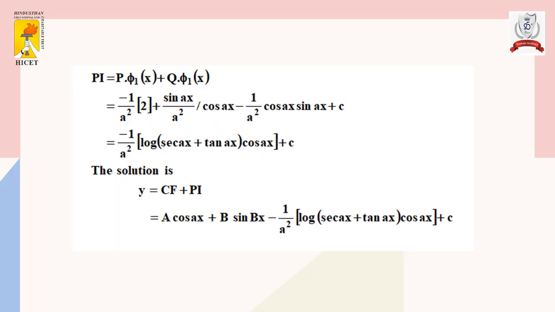We know that the particular integral is p into phi 1 plus q into phi 2. Simply we substitute all the values, and we get the required solution of the particular integral. Finally, the solution of the given ordinary differential equation is y equal to complementary function plus particular integral.